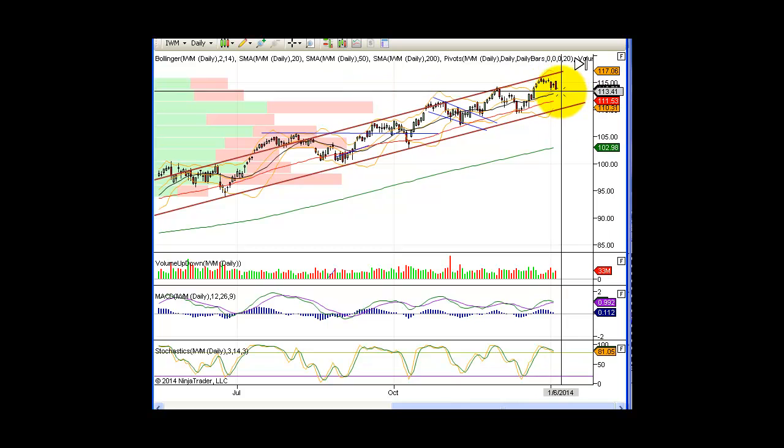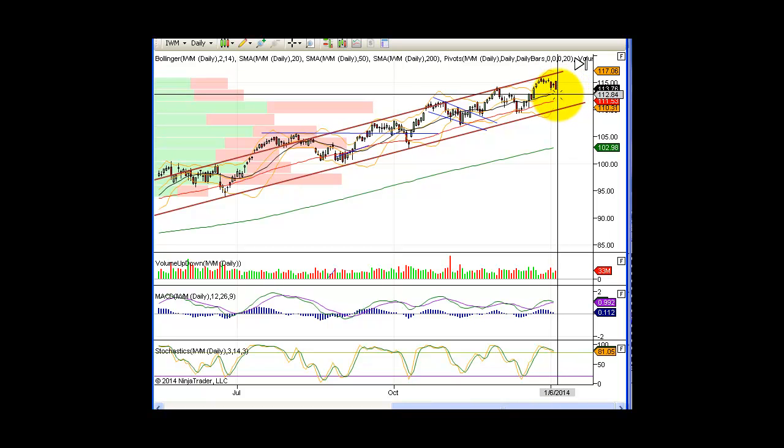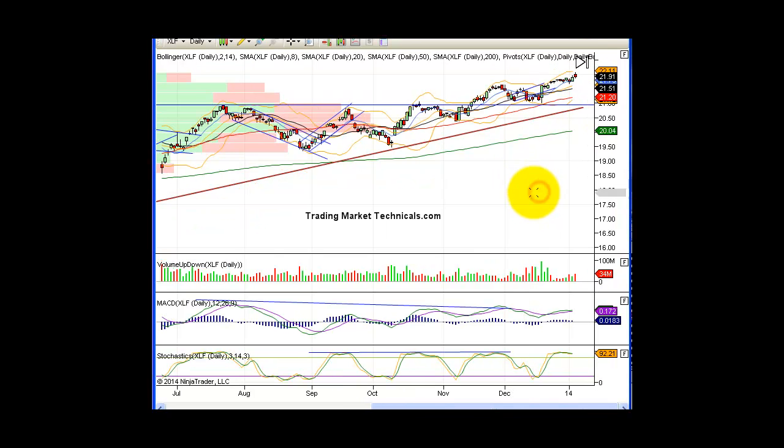Russell 2000, a good gauge of risk, as we can see, is also above the 20-day moving average. So nothing wrong with the charts. Looking still constructive here. Here's the XLF. The banking sector here is still doing relatively well. I still like the banking sector.